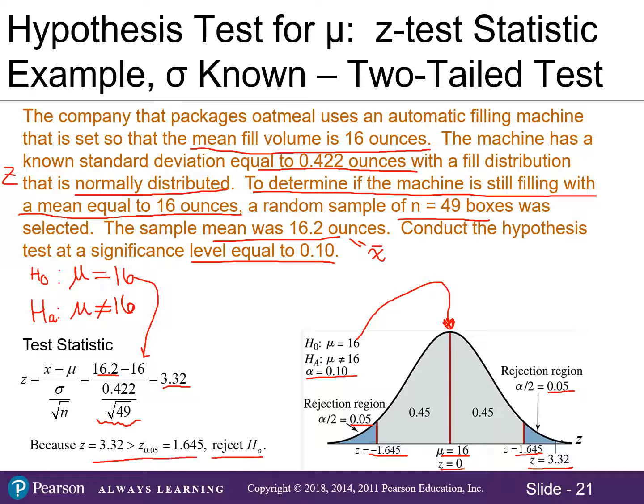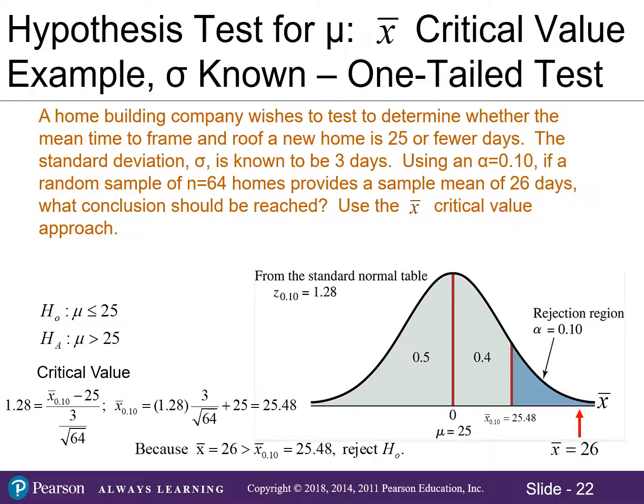So I was just walking you through this part right here. Since I reject the null, it does look like my machine is not filling at the 16 ounces it claims to be. It actually looks like it might be larger than that. Uh-oh, SpaghettiOs, or I guess uh-oh, oatmeal. We should probably recalibrate our machine. It's not filling correctly.